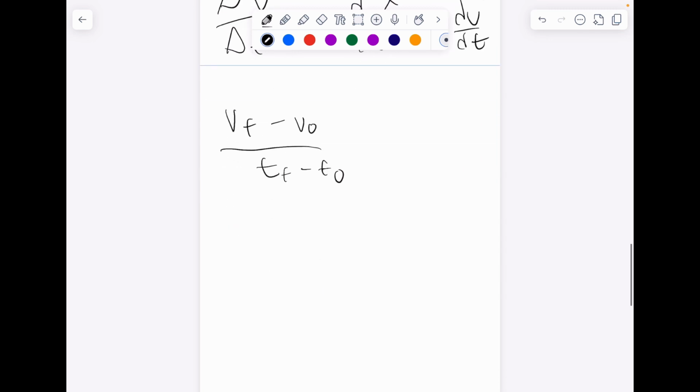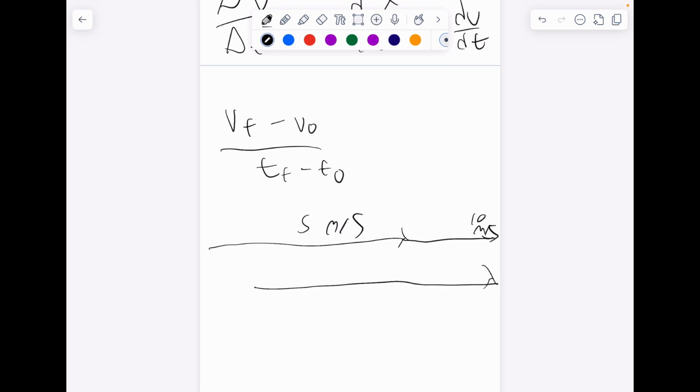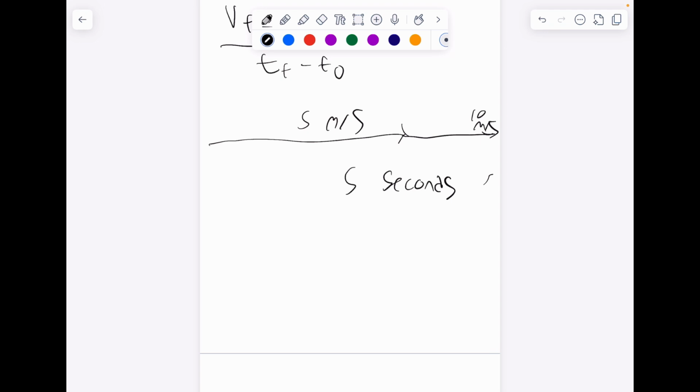So, how you can solve for acceleration is you can essentially solve for changes in velocity. Say that I am going 5 meters per second, and then I jump from 5 meters per second to 10 meters per second, and I do this all in an interval of 5 seconds. Okay, and we're starting at, just say, t equals 0 to t equals 5 for sake of convenience.